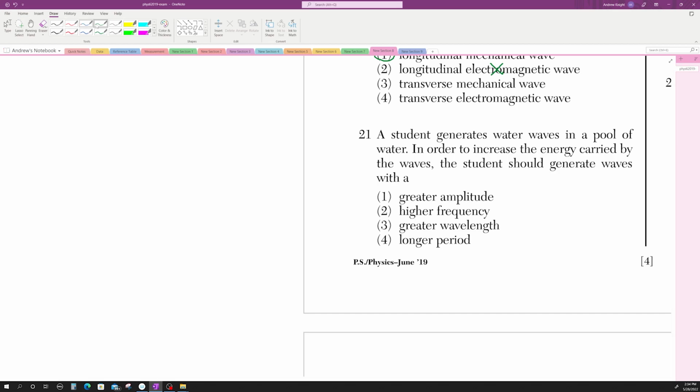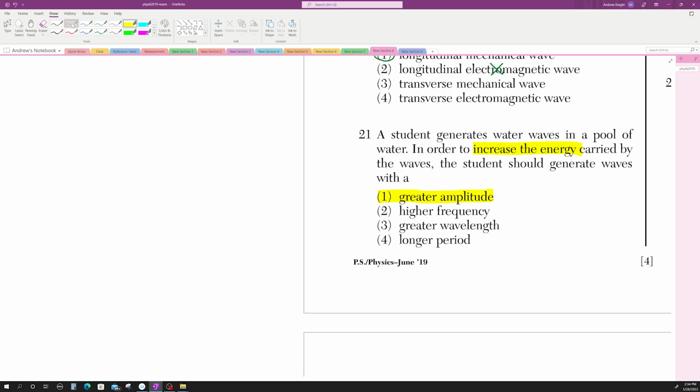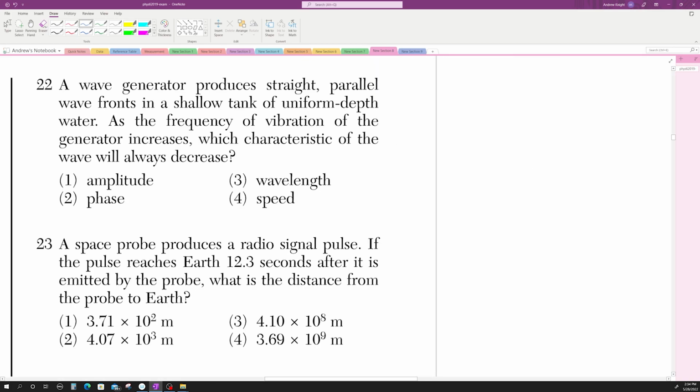Question number 21. A student generates a water wave in a pool of water. In order to increase the energy carried by the waves, the student should generate a wave with greater amplitude. Remember, the taller the amplitude, the more energy the wave has. Question 22. A wave generator produces straight, parallel wave fronts in a shallow tank of uniform depth water. As the frequency of the vibration of the generator increases, which characteristic of the wave will decrease?